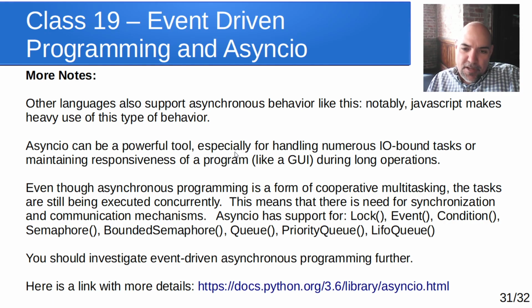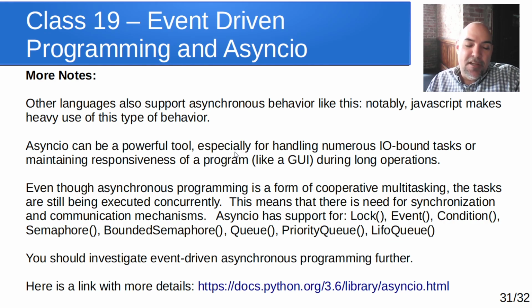And one other final thing here is to note that even though asynchronous programming is a form of cooperative multitasking, the tasks are still being executed concurrently, meaning they can still switch from one task to the next, to the next, and it's going to happen only when there's some sort of blocking event, but there still might be a need for synchronization and communication mechanisms between those tasks.